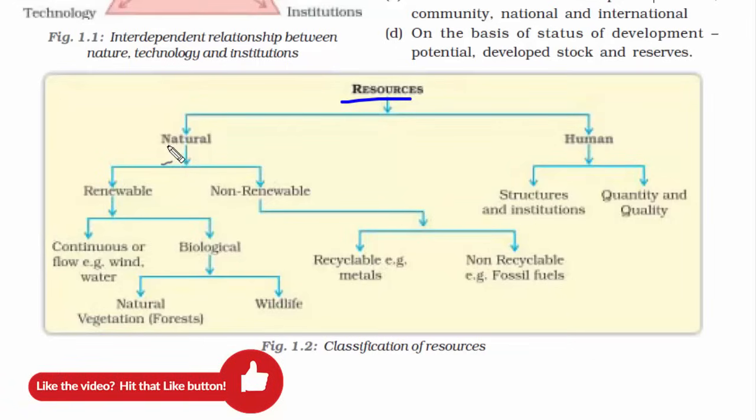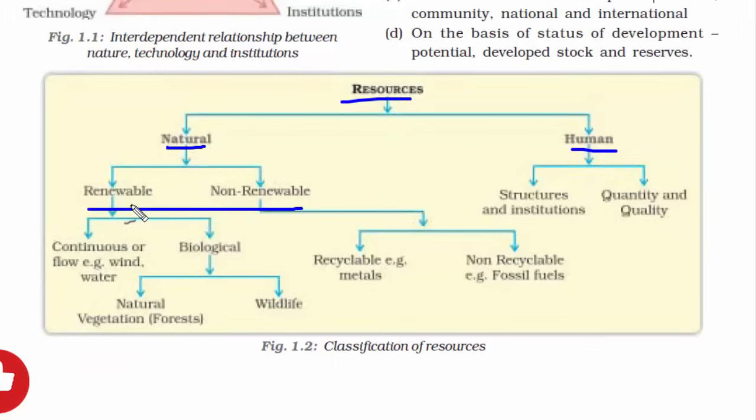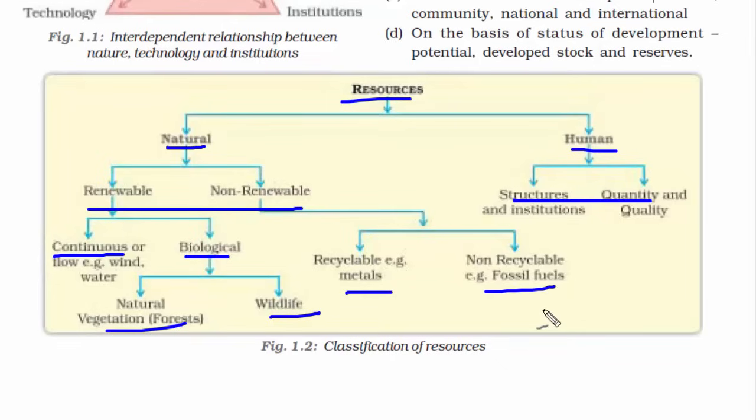Resources are of two types, that is natural and human, man-made. And under natural we have two types again, that is renewable and non-renewable. So renewable is something that can be replenished and non-renewable is the opposite of it. Under human resource we have again two things, that is structure and institution, and quantity and quality. And under renewable we have one that is biologically renewed, another one which is continuous, like wind, water and solar, etc. And under the biological we have two forms, that is wildlife and plants. Similarly, under non-renewable source we have two things, that is recyclable and non-recyclable. So this was the classification of resources.